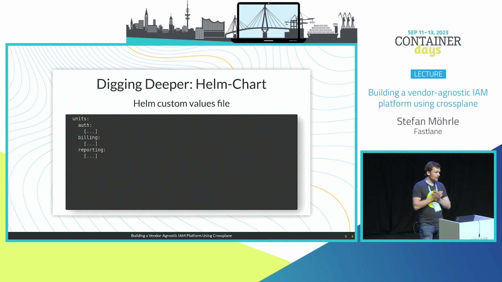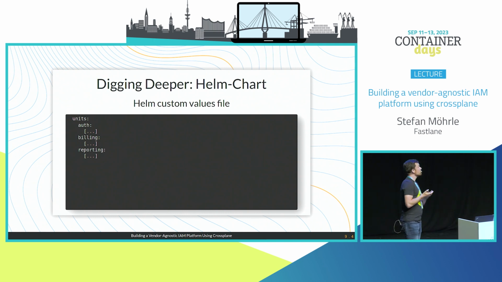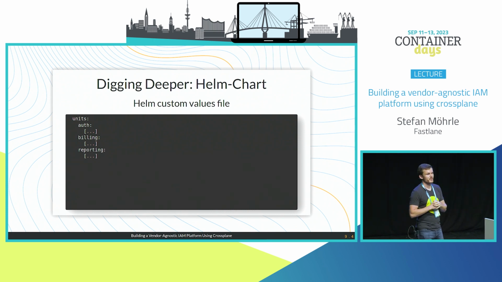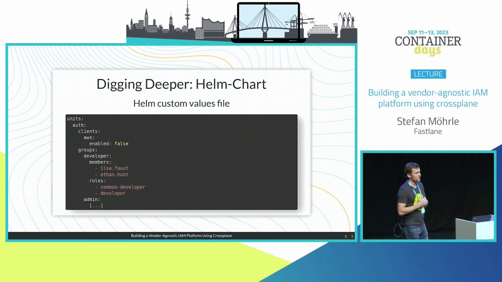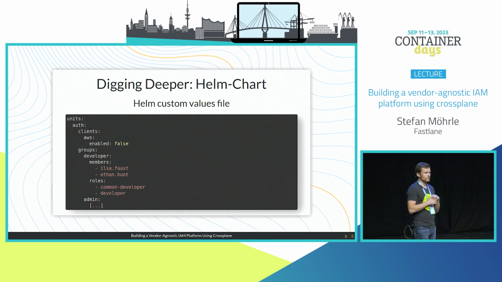So there are some examples now. The first example is a value file where we're defining the units. Units are somewhat of a team, so we changed some of the terminology, or that was the terminology already used. There's an authentication team, a billing team, a reporting team, and for each of those units or teams, we can define certain things. Here, for the auth team, the AWS client is disabled, so they're not able to log into AWS. They can only configure their Keycloak, for example.